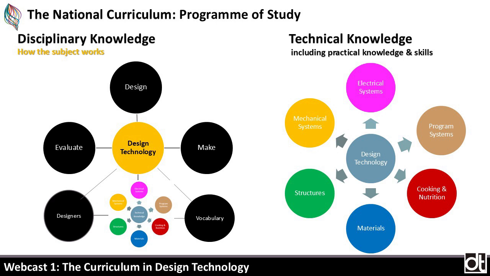divided into 6 strands of learning: cooking and nutrition, materials and textiles, structures, mechanical systems, electrical systems and program systems. For the purpose of this model, technical knowledge also includes the practical knowledge, skills and techniques associated with each strand of learning.